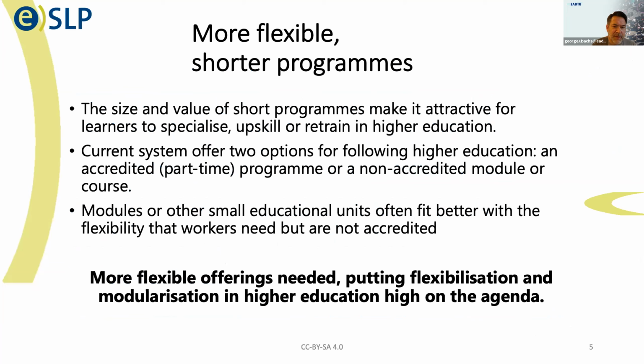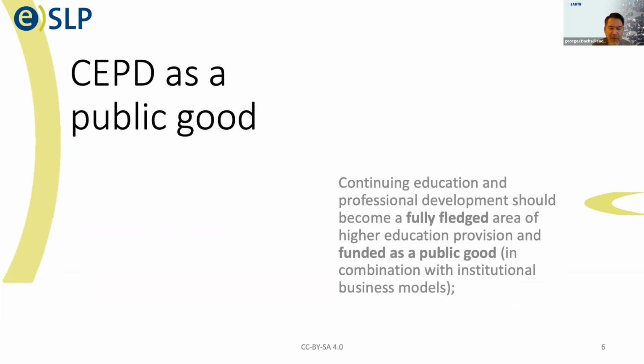But you see that at this moment, the offerings can be divided in two. It's full programs, maybe part-time programs that are accredited, and non-accredited modules and courses. And that can also be a problem, in the sense of the incentive for learners to follow these courses, and also related to the offerings by higher education institutions that have a lot to offer in that sense, and have to become more part of the shorter program providers.